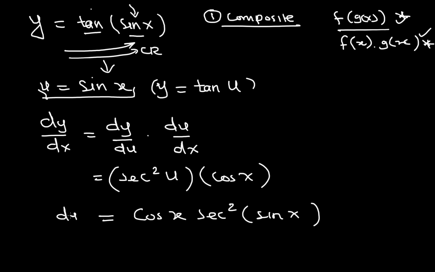So this is dy du. So the change in y over the change in x is going to give us cos x times sec squared sine x, and that will be our derivative. All right.